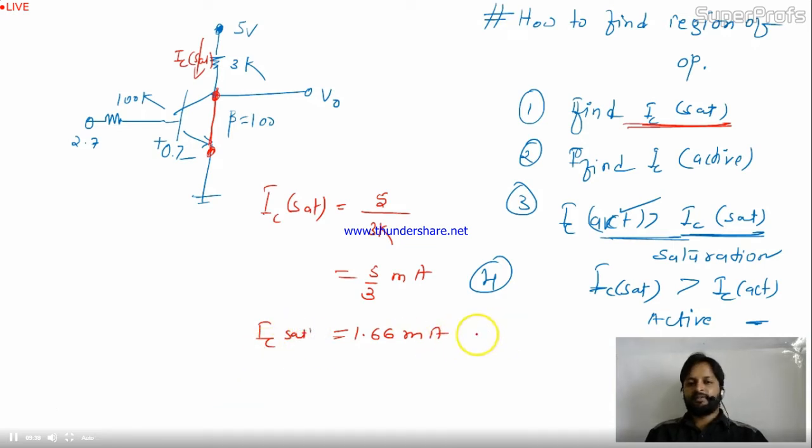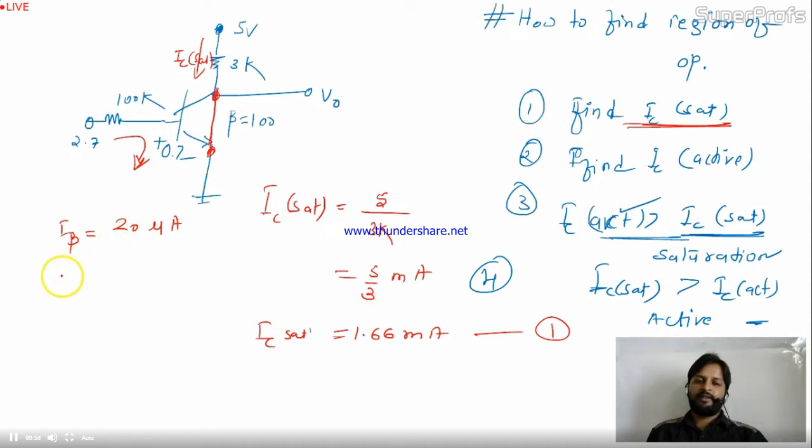This is your IC saturation. Correct? Okay, fine. When you apply KVL in the input, you will get IB. We have done this part; we got 20 microampere. Now we multiplied this by beta, so we got IC there. IC is beta IB, so here we are getting 2 milliampere. So this is your IC active.